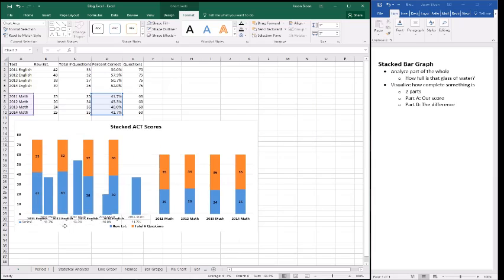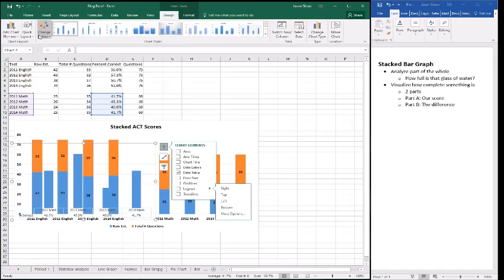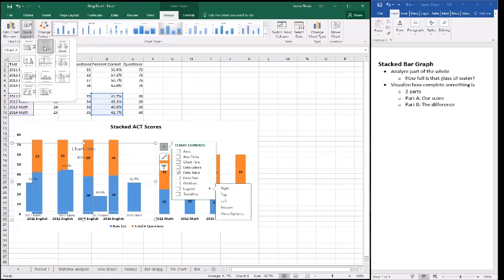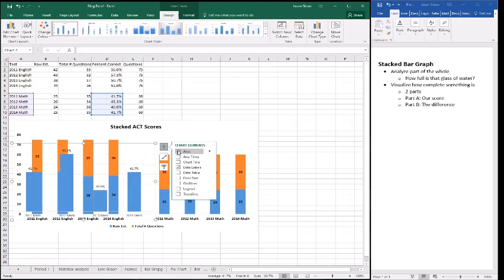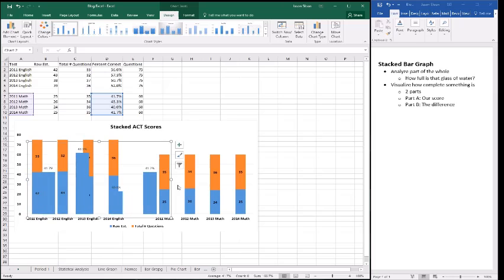Then we're going to come in here, and you'll notice that we can actually go into this. Let's see. And find quick layout. There we go. So what we're going to do is we're going to position these. And remember, this is just the math one that we did.